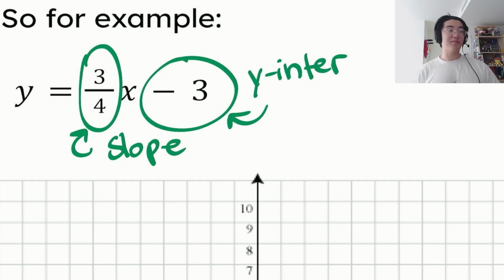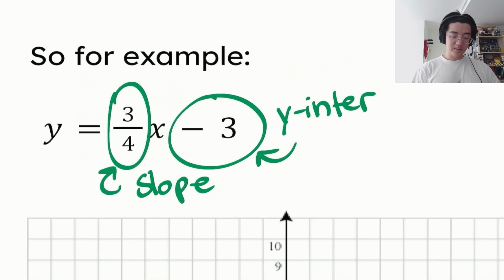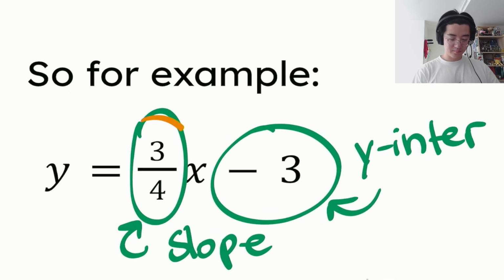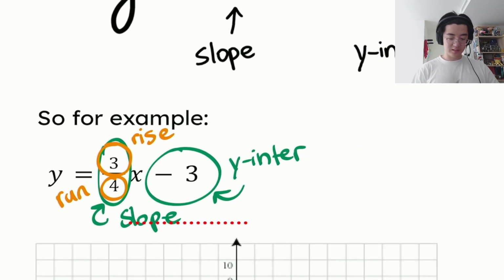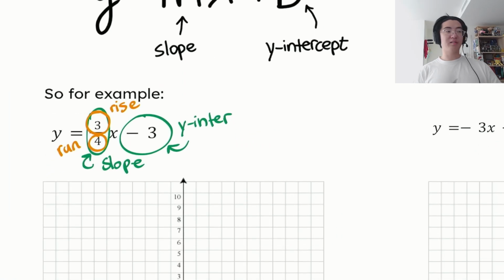I said the number in front of the x is the slope, and the number tagged along at the end is the y-intercept. With the slope, we have 3 here, that's our rise, and 4, that's our run. So what this is telling us is that for every 4 units you go to the right, you go up by 3 units.